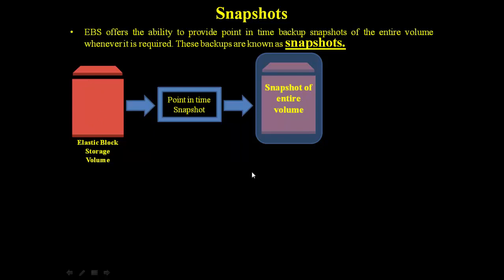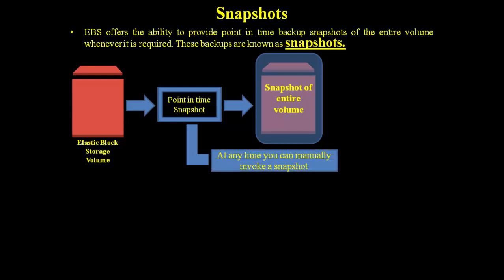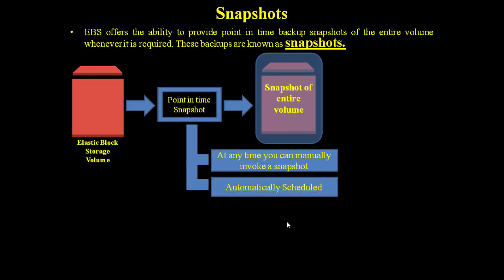And this backup, or we can say the snapshot, is possible in two different ways. The first one is that at any time you can manually invoke a snapshot. Whenever it is required to take a backup of the entire volume, at that time you can manually invoke a snapshot and get a backup of the entire volume. Or you can schedule it automatically. You just have to write a very short code, and using that you can automatically schedule the snapshot, or set the backup of the entire EBS volume.